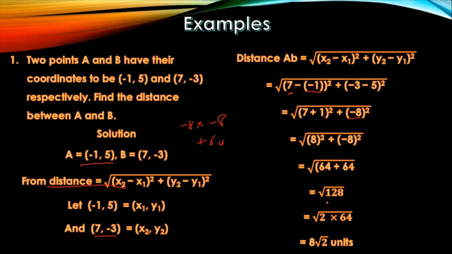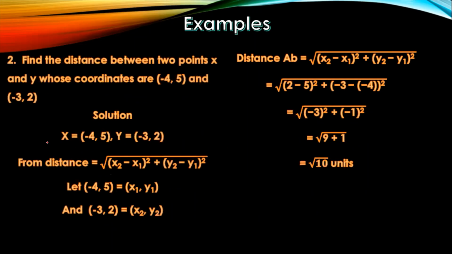Using our surds to solve this, we resolve the root of 128 to give the root of 2 times 64. It can also be represented as root 2 times root 64, and the root of 64 is 8. So we have 8 times root 2, which gives us 8 root 2. That's why we have 8 root 2 units. Very, very simple. Let's move on.